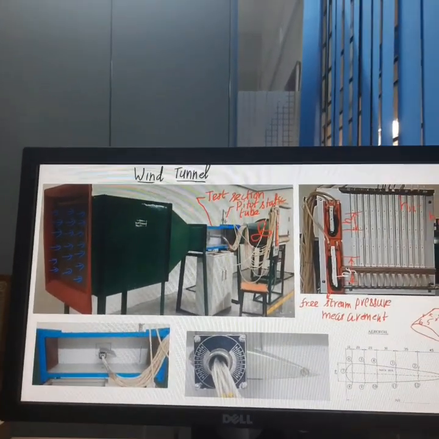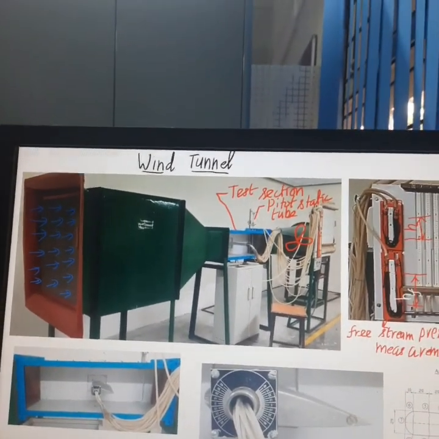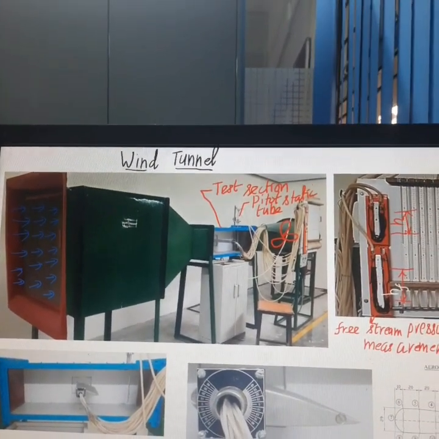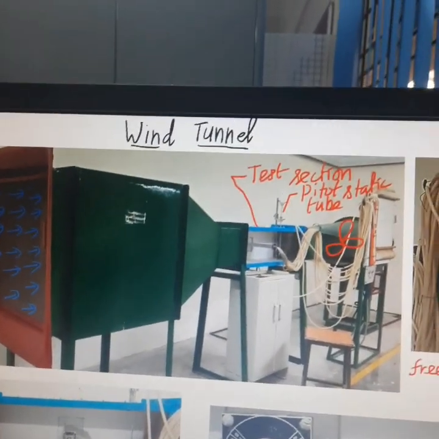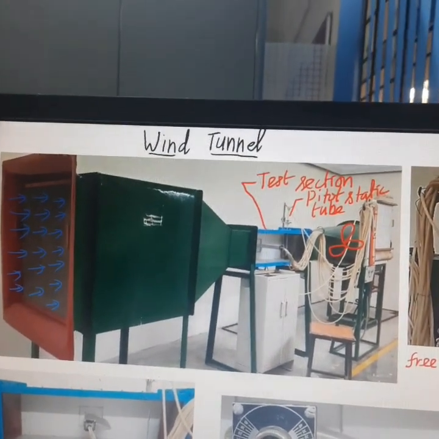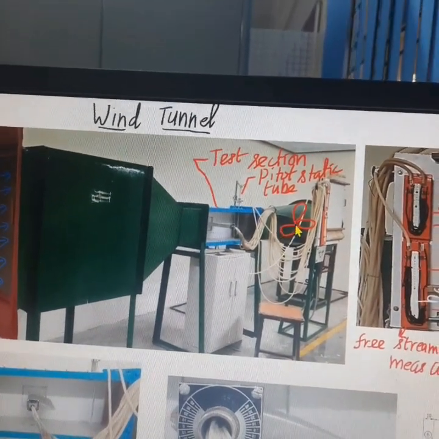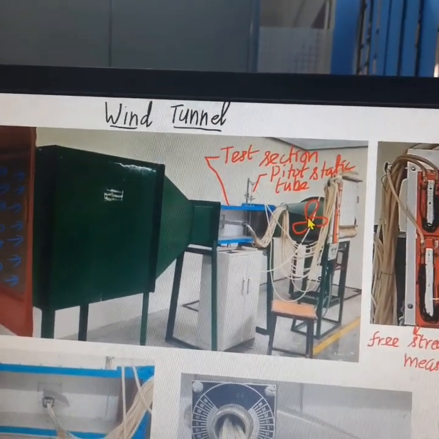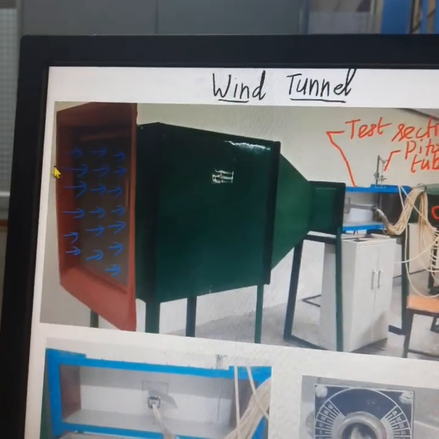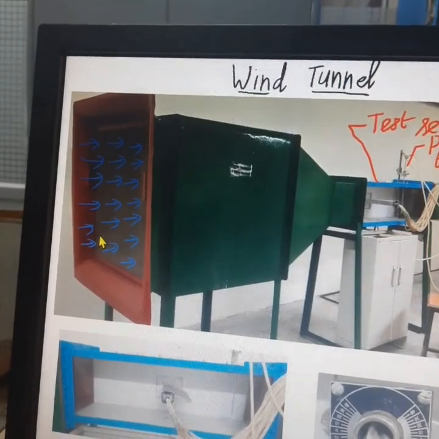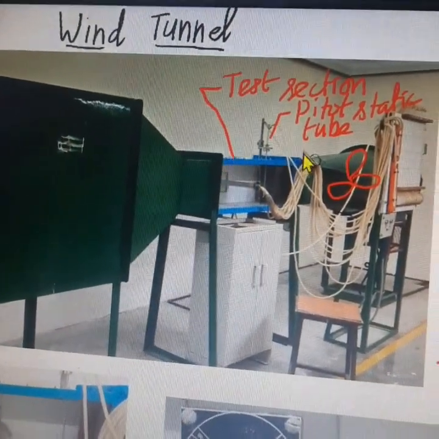Students, I am going to discuss the use of a wind tunnel for making model studies. This picture shows a wind tunnel. A fan is fitted on the other end of the wind tunnel. When the fan is rotated, air is sucked inside through this opening, and this is the test section.